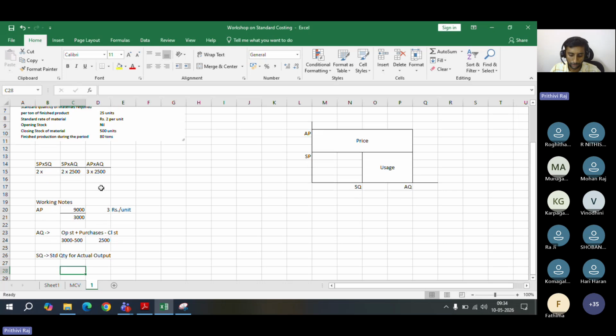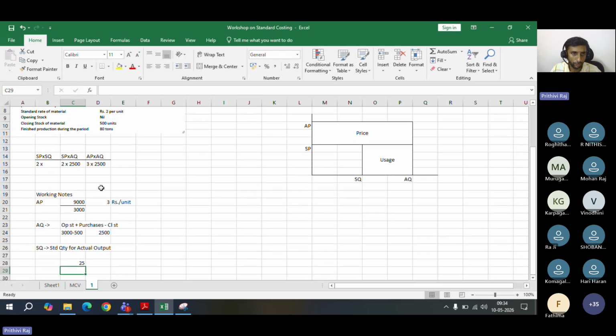So simple calculation. This 25 units is required for how many tons? It's required for 1 ton, so it's per ton. So how much do you require for 80 tons? That's nothing but 25 into 80. So you require 2,000 units. So SQ is 2,000. Understood?